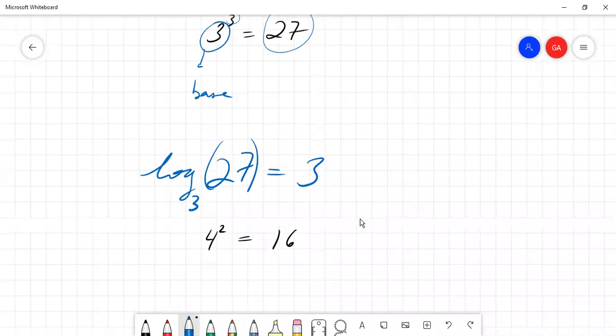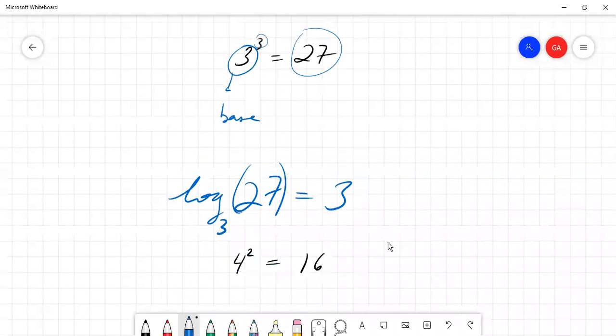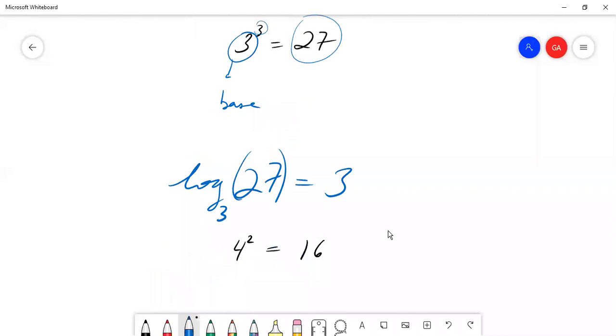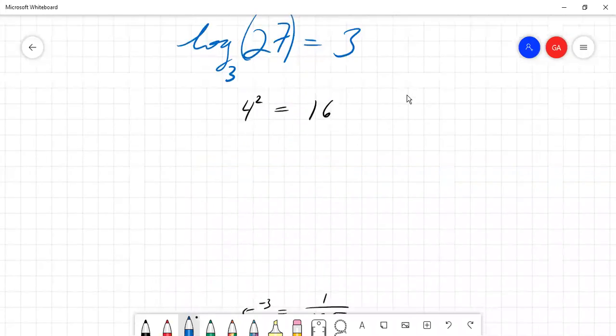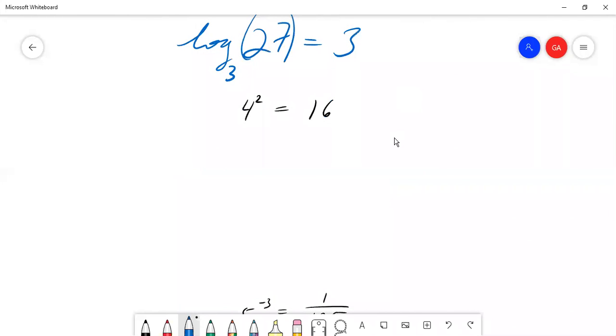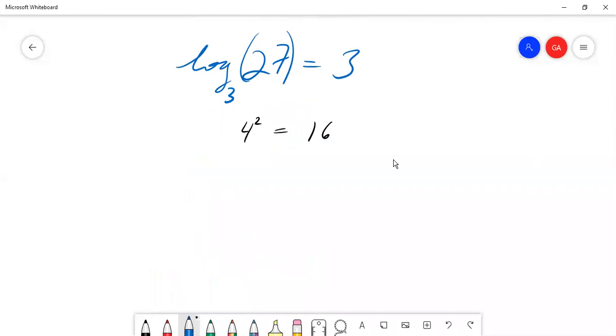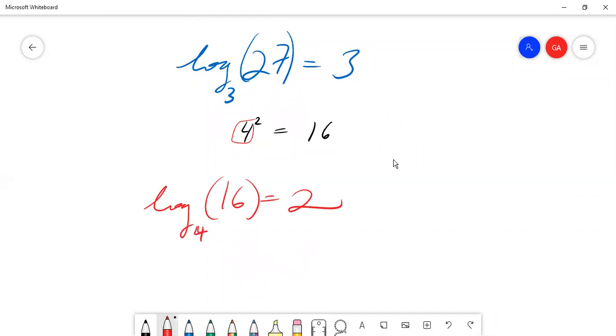I'm starting to go a little bit faster, but I just want people to get familiar. The base, well, that's 4. So I'm going to write immediately log base 4. The base goes in the basement. The log eats the 16, and it spits out 2, the exponent. So the log always spits out the exponent.